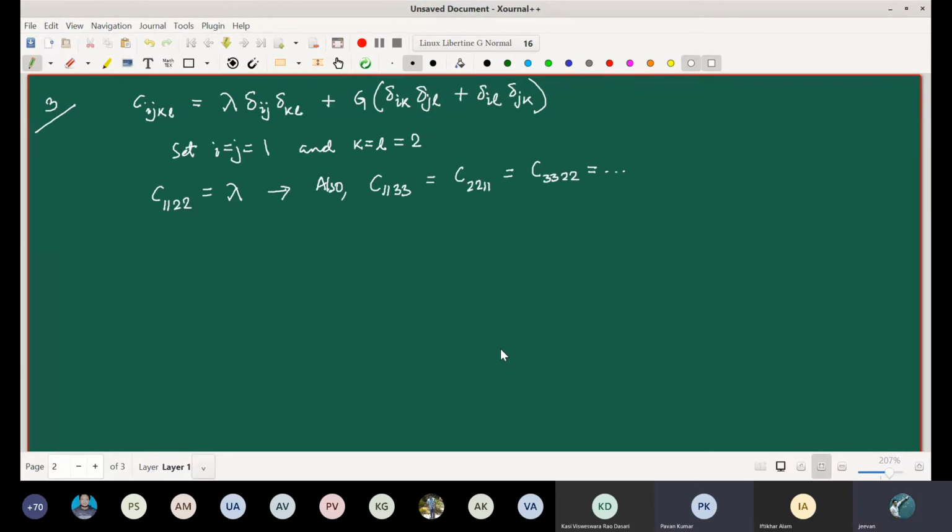No, no, it's a different thing. So let's go to the rough column and write this. Suppose you said i equal to j equal to some P. So this is C PP, let's say, and k equal to l equal to Q. That is what you are saying, right? And then you want to write this as lambda delta PP and delta QQ.